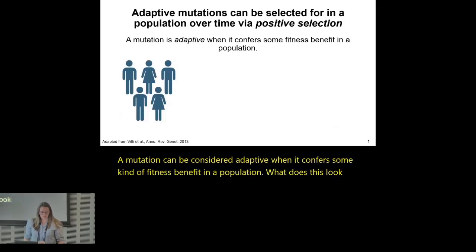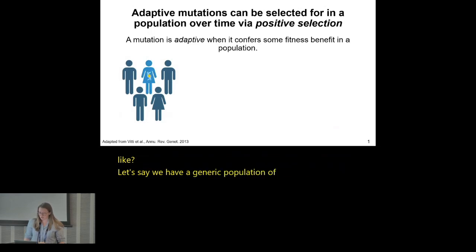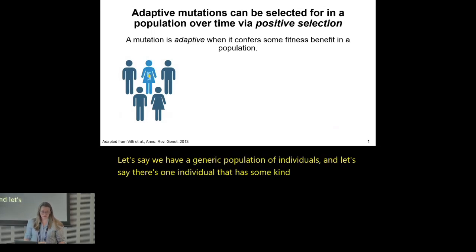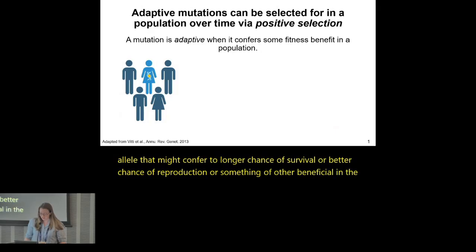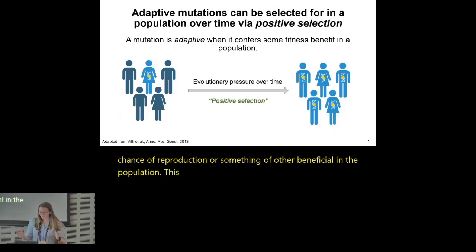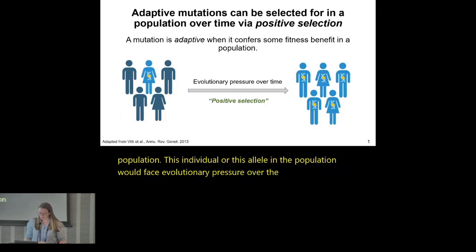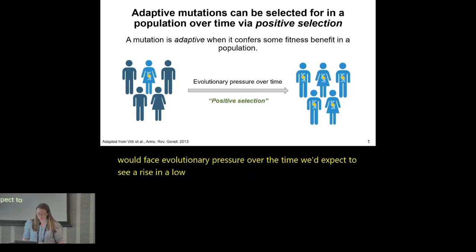Let's say we have a generic population of individuals, and let's say there's one individual that has some kind of beneficial allele that might confer a longer chance of survival or a better chance of reproduction or something else beneficial in the population. This individual or this allele in the population would face evolutionary pressure over time. We'd expect to see a rise in allele frequency of the selected allele. This phenomenon is called positive selection.